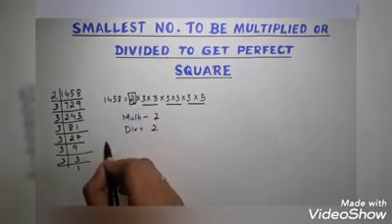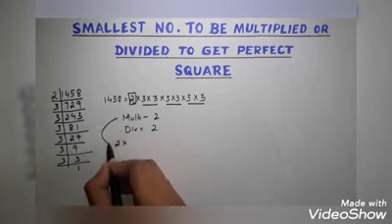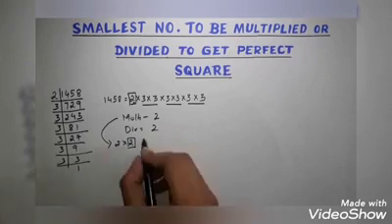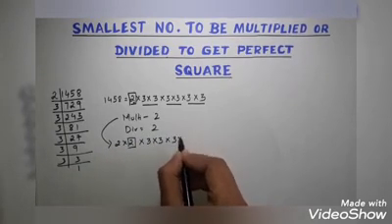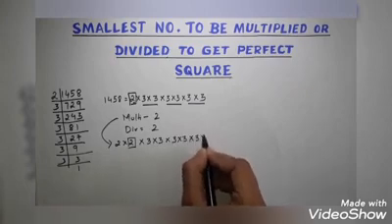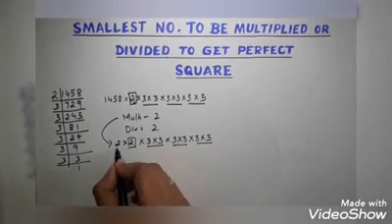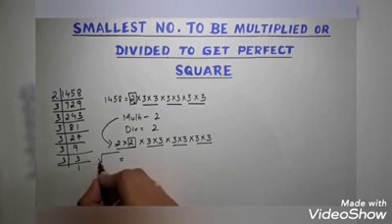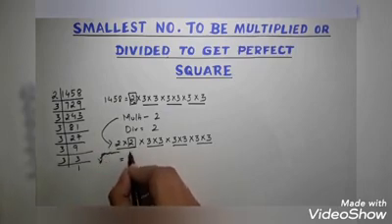Suppose in case of multiplication, I have to multiply with 2. So my perfect square number will become like 2 into 2, if I'm multiplying this 2 here, and 3 into 3, 3 into 3. So this is first, second, third, and this is the fourth pair. So I have to get the perfect square, right? So you have to multiply these numbers.